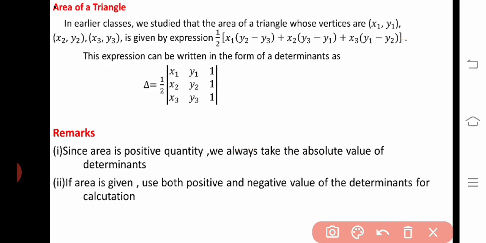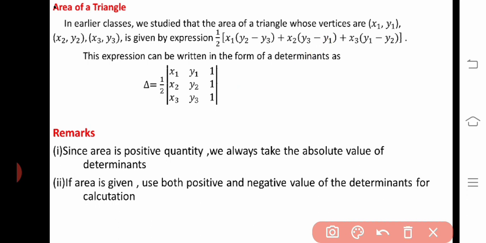But the same thing can be written in the form of a determinant: area equals 1 by 2 into the determinant with rows x1 y1 1, x2 y2 1, x3 y3 1. This is the important formula. Please note down this formula.